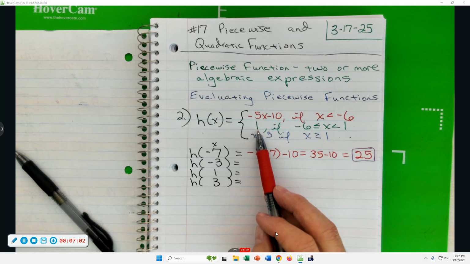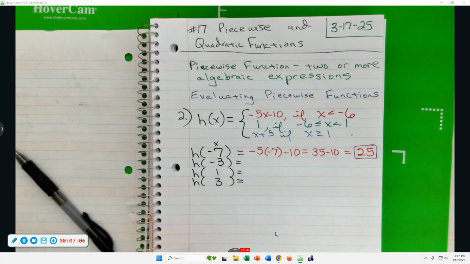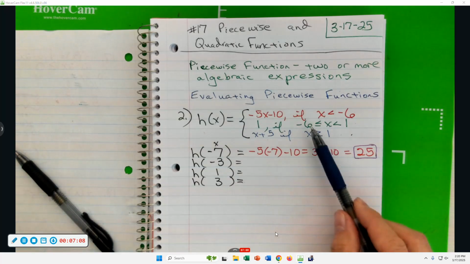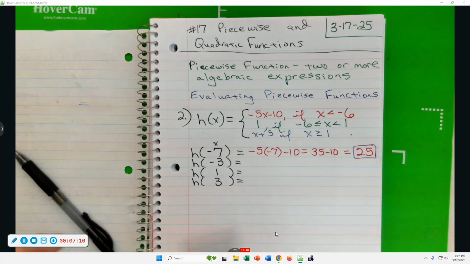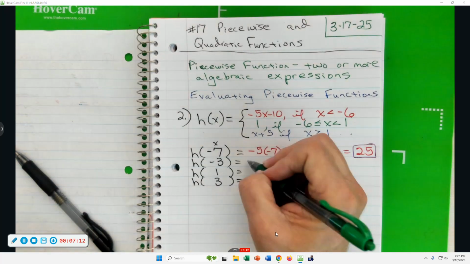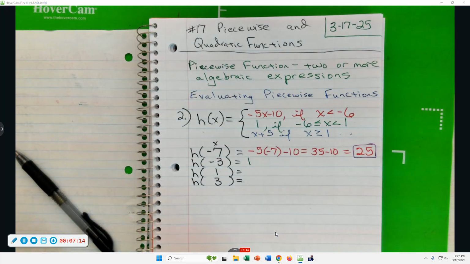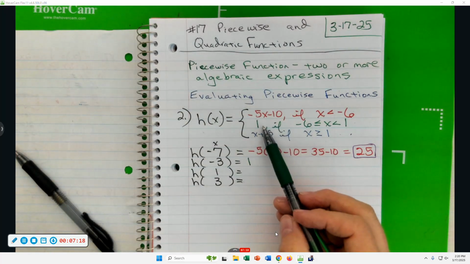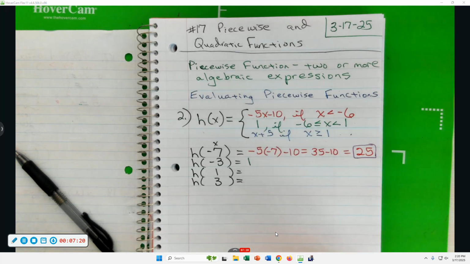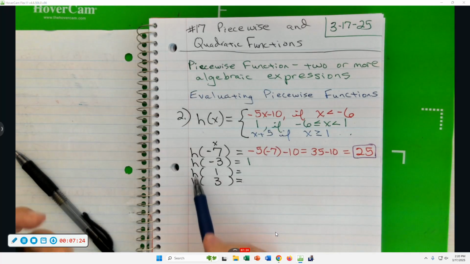Wait a minute. There's no x here. This is a constant function. For any number between -6 and +1, the y value is just a 1. Any questions on my logic there? So it'll just be 1? And there's no x to plug into. It's just that number 1. What about h of 1?